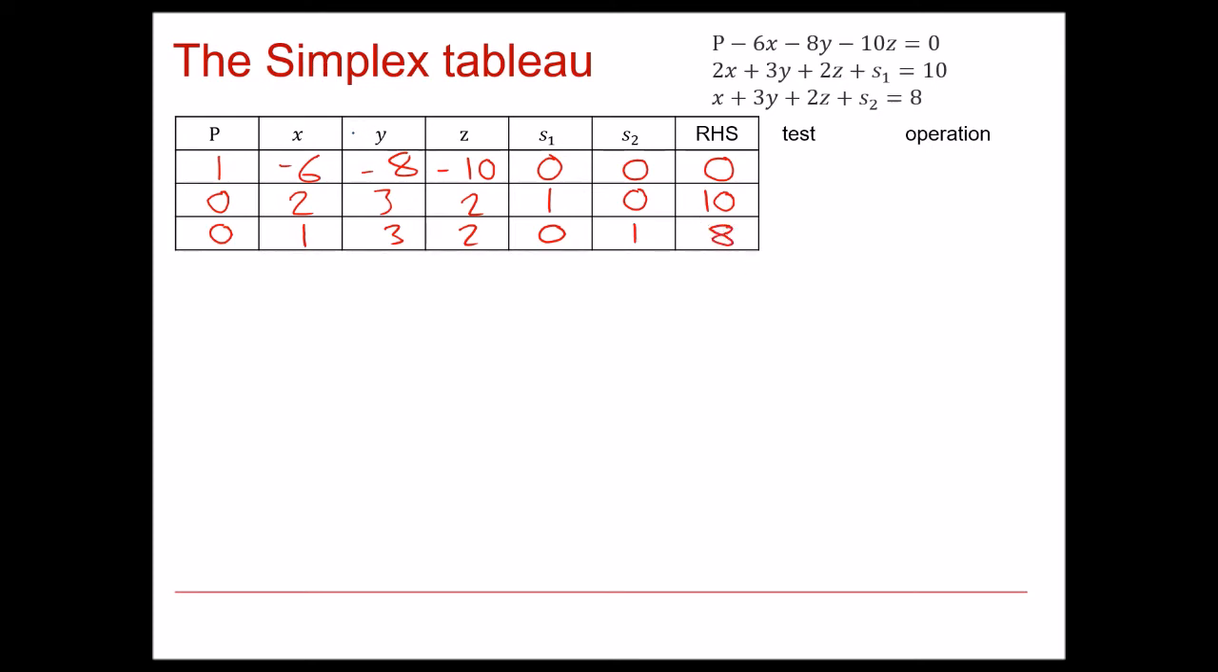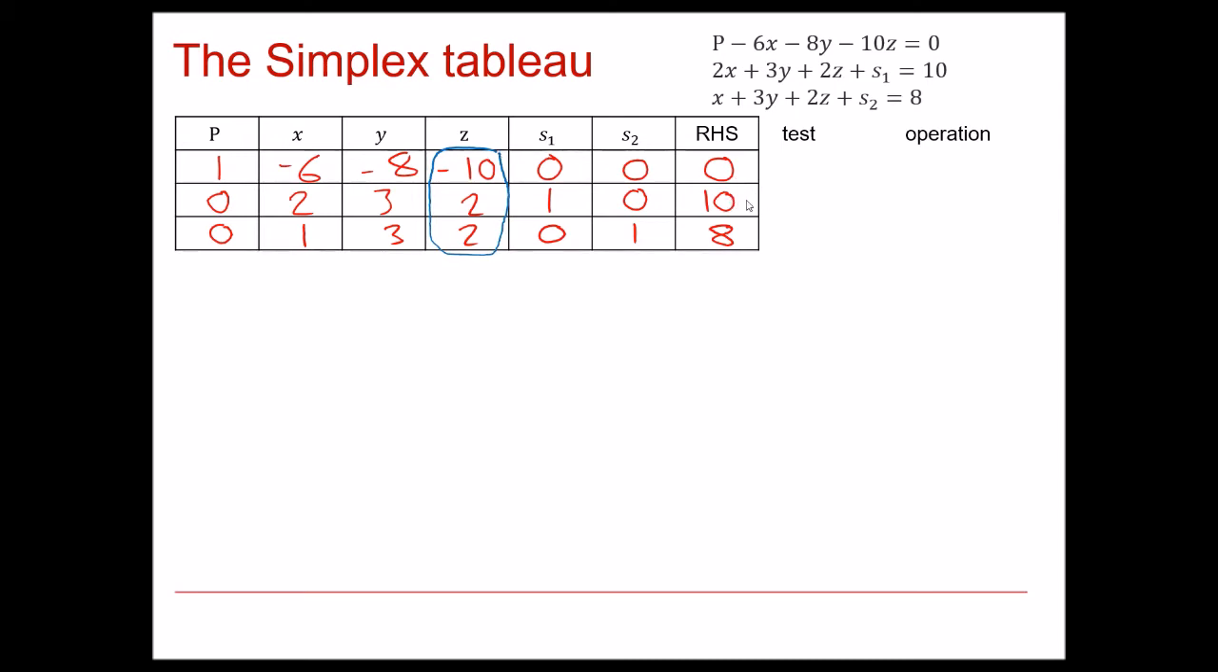So at this stage we can look at the top row. We see there are negative numbers there, and we take the one which is the most negative, which is this -10. So we have identified this as our pivot column. And then we do the ratio test.